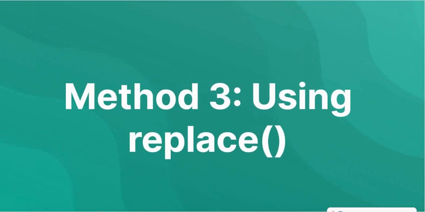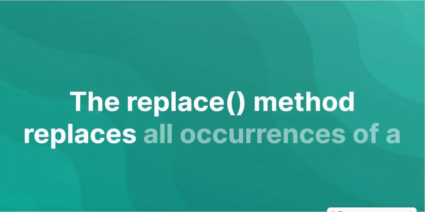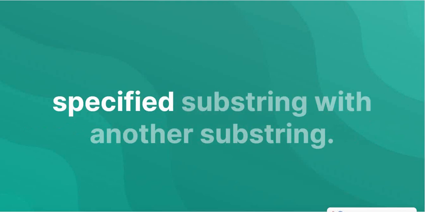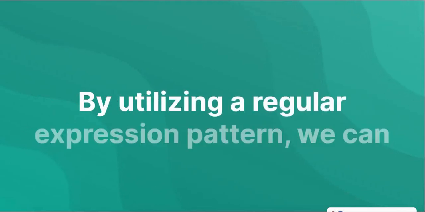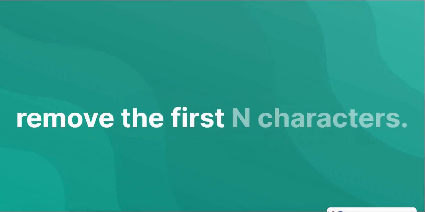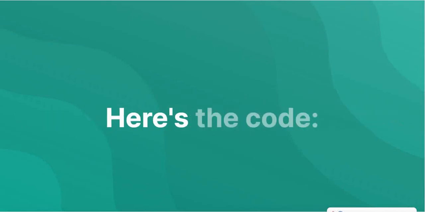Using replace. This method replaces all occurrences of a specified substring with another substring. By utilizing a regular expression pattern, we can remove the first n characters. Here's the code.